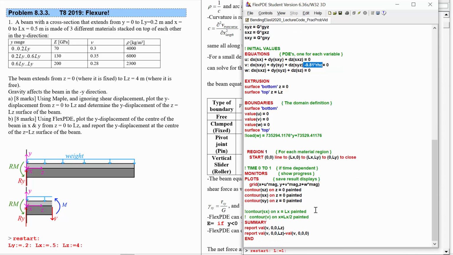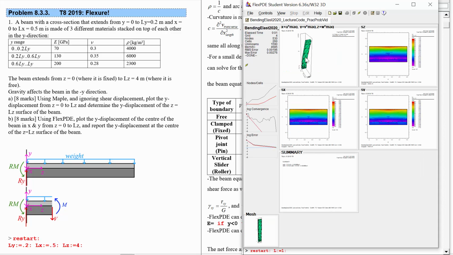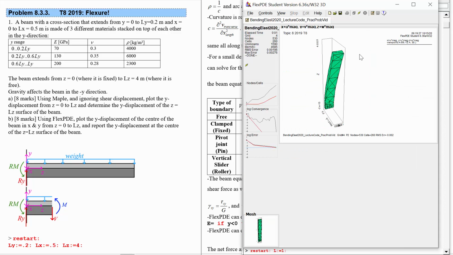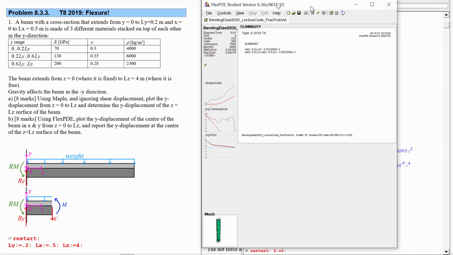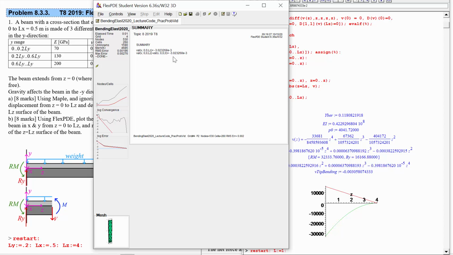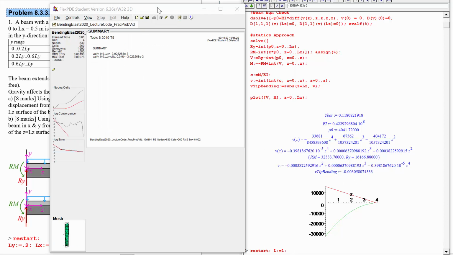So there we go. Let's see, what else are we going to do? We're going to report the value of the displacement at the end, and I think that's it. Here's our beam. There's the beam bending, and the displacement at the end is the same as we got in Maple. All right, so that's it. We got it solved. That's all the question actually asks us to do.